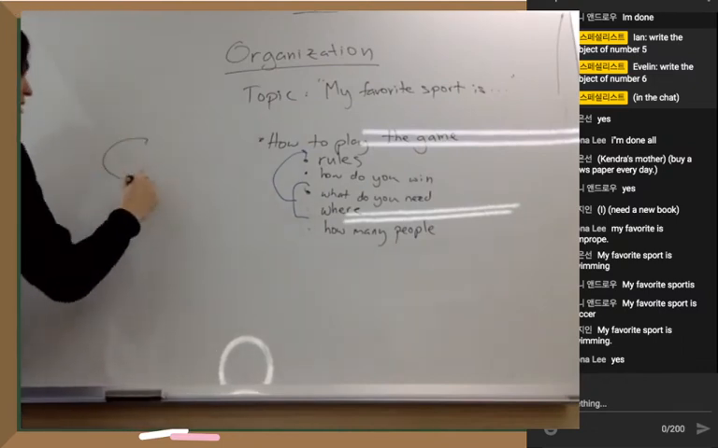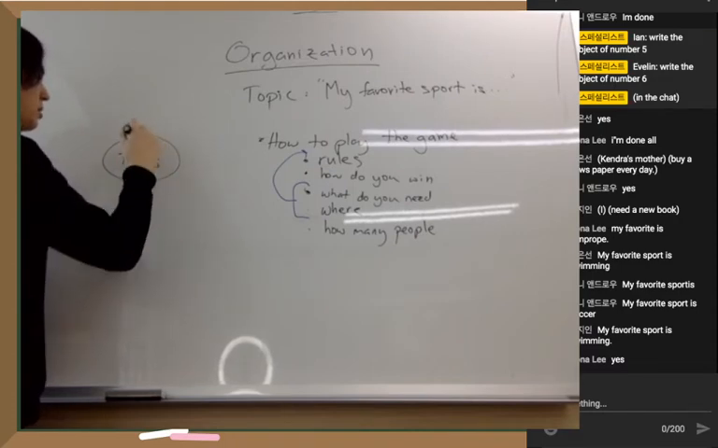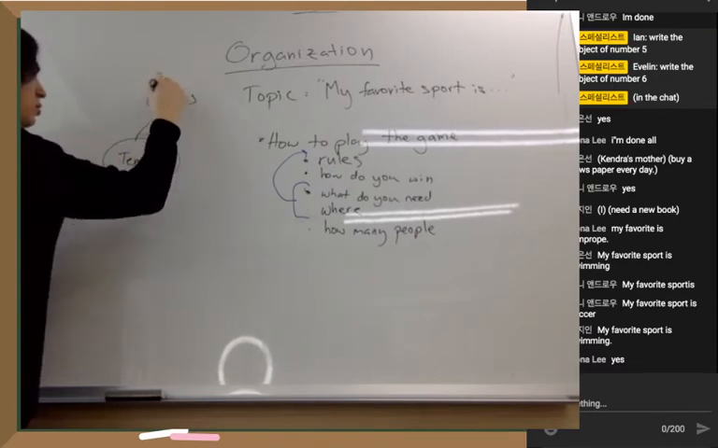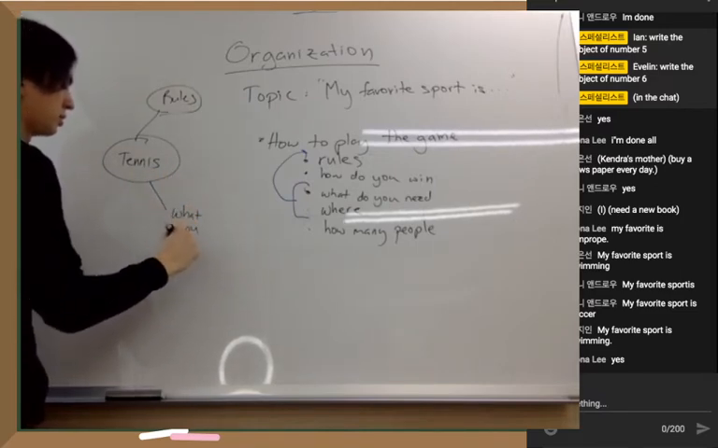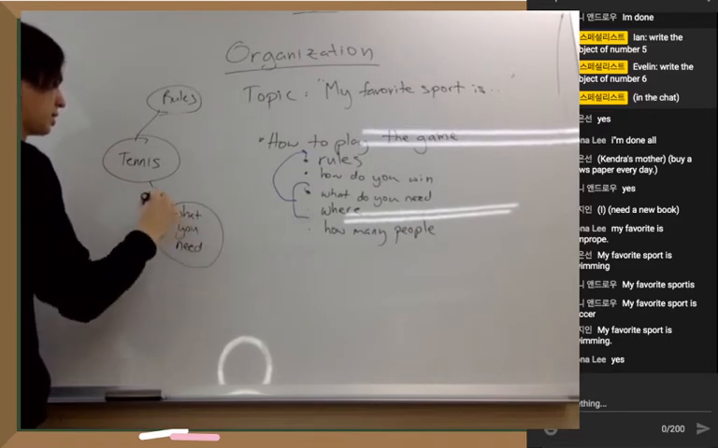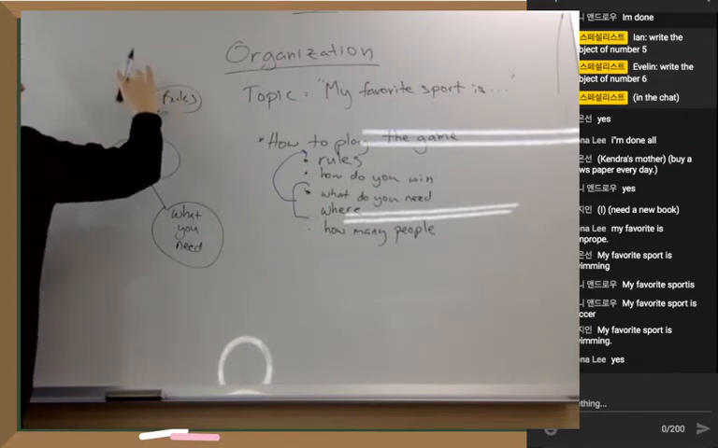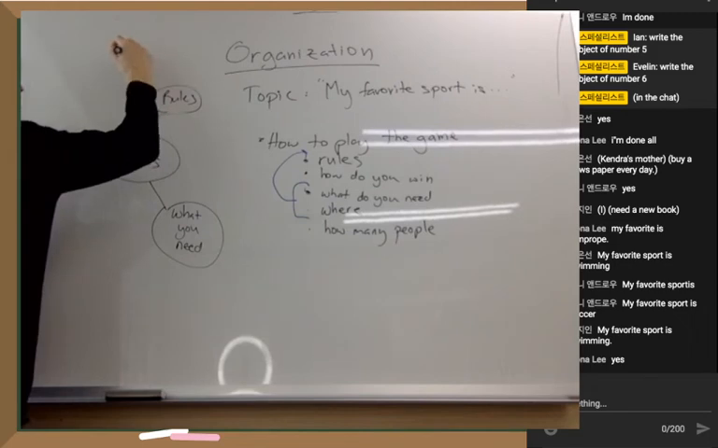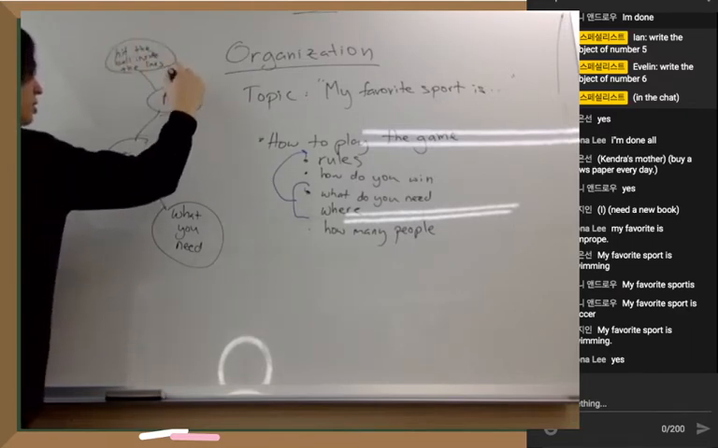So they might write something like this. The game, I did tennis. Maybe you could talk about rules and what you need, right? And things like this. And then from the rules, you can say, what are the rules of tennis? You have to hit the ball inside the lines.